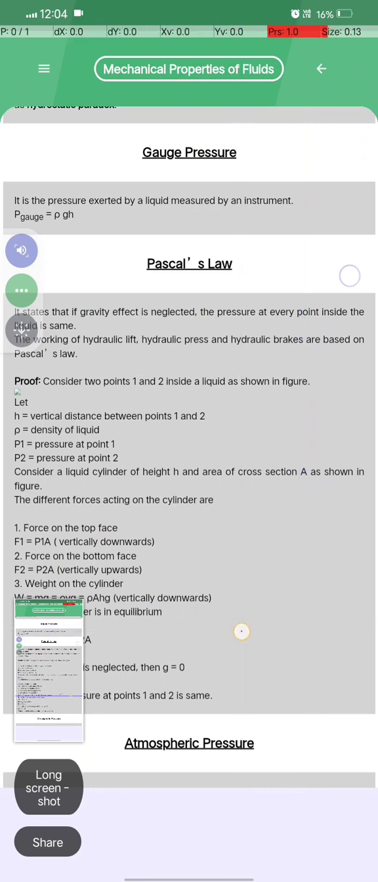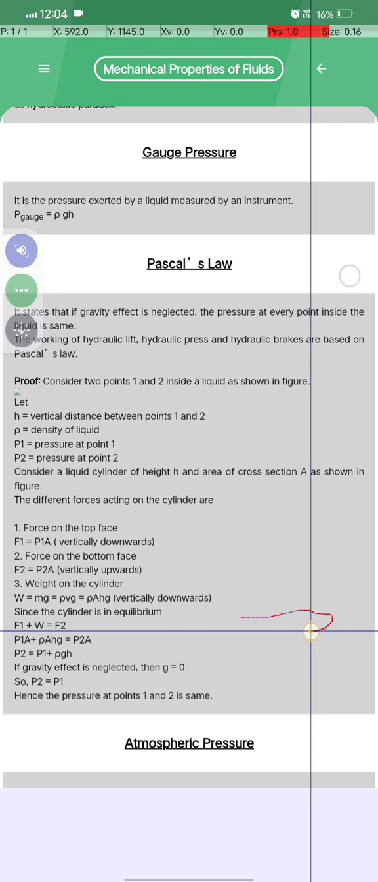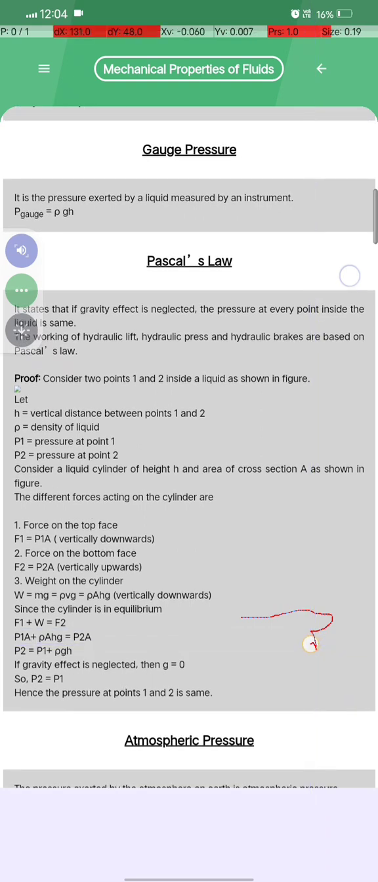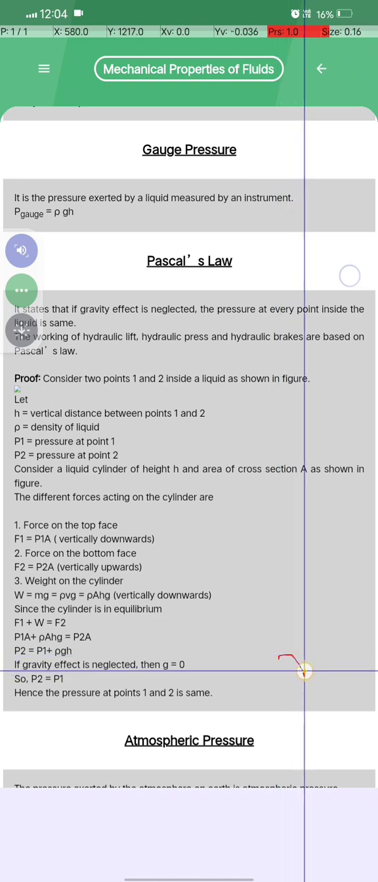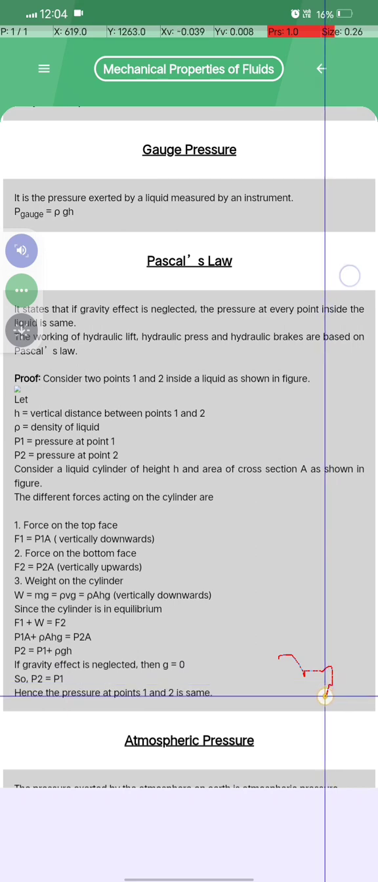And since the cylinder is in equilibrium, F1 plus W is equal to F2, that is P1A plus ρAHg is equal to P2A, so P2 minus P1 is equal to ρgh. And if gravity is neglected, then g is equal to 0, and finally P2 is equal to P1. Hence the pressure at points P1 and P2 is the same.